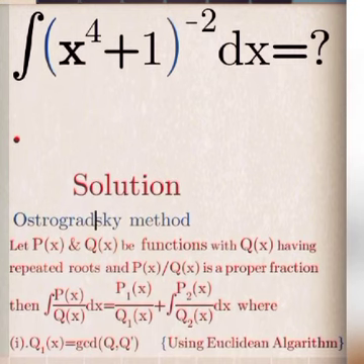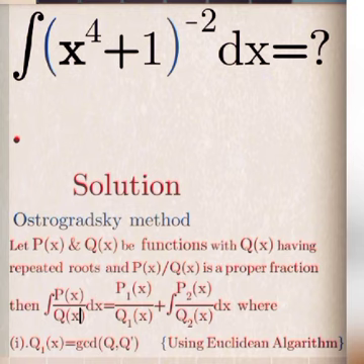This name here is the Ostrogradsky Method. Oh my god, the name is so complicated to read, but we shall see. What did this mathematician say? He said that if P(x) and Q(x) are functions, with Q having repeated roots, and P(x) over Q(x) is a proper fraction. What does it mean? Meaning the degree of the numerator is less than the degree of the denominator.